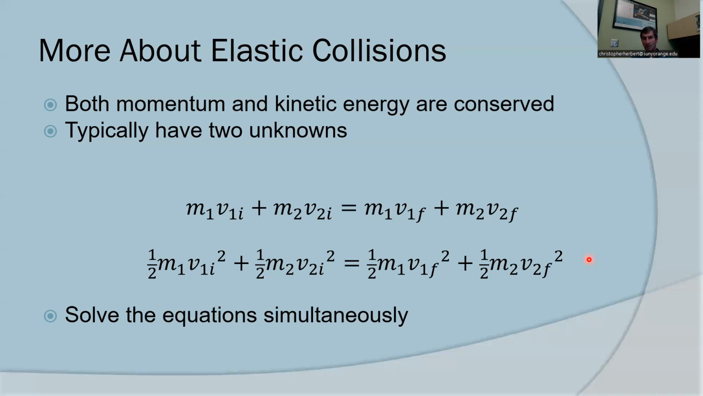Now, elastic collisions, we conserve momentum. So here's my momentum equation right here. And we conserve kinetic energy. We would think that it'd be very difficult to combine both equations together and get a meaningful result, because one is the first power of velocity, the other is the second power of velocity. However, when we combine the two equations, we actually get a very simple result.